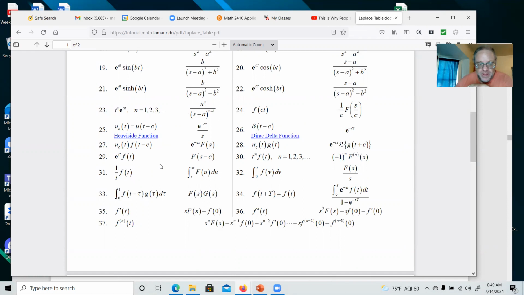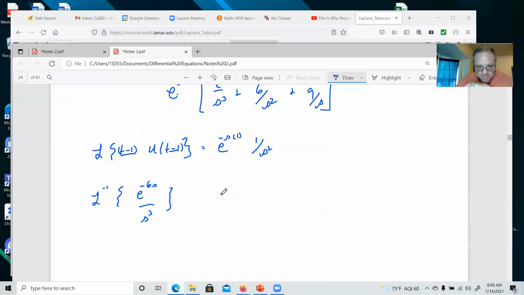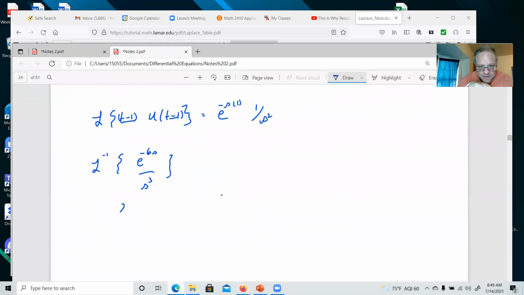Since we have our arguments are going to be the same. T minus 6. We can go ahead and use our table. Entry number 27. So this is going to be unit step function, u of t minus 6. Let's go ahead and make that a parenthesis.